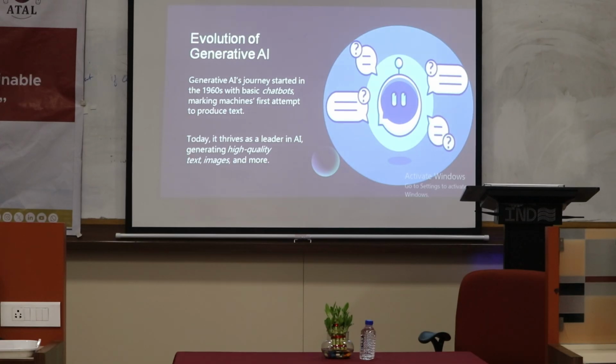So we have already discussed the evolution of AI and the evolution of the computer in the first lecture, which was taken by Dr. Rajendra Sona, IIT Bombay. He asked you questions regarding it, correct? In 1960, a basic chatbot was created. It was the first attempt by a machine to produce text. If you asked a question to that chatbot, it gave you answers based on your questions. But it was limited.